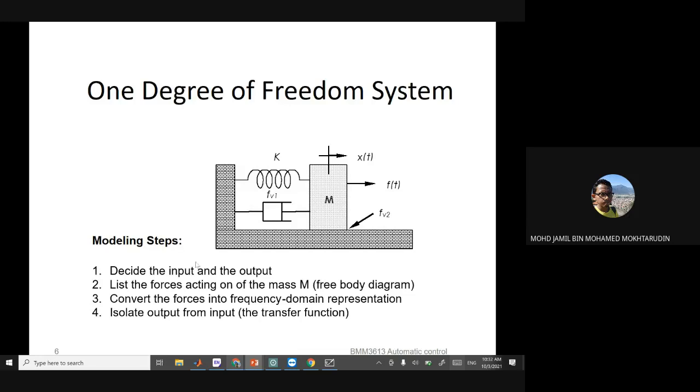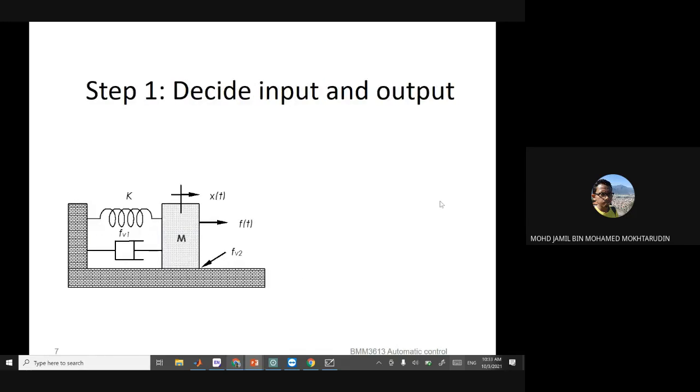Okay, so there are 4 general steps you need to follow. Let's look at how to determine the transfer function for this system. Step 1, we need to decide the input and output. The input is the force F, so we give the force on the box. And then the output is the mass position, which is X.